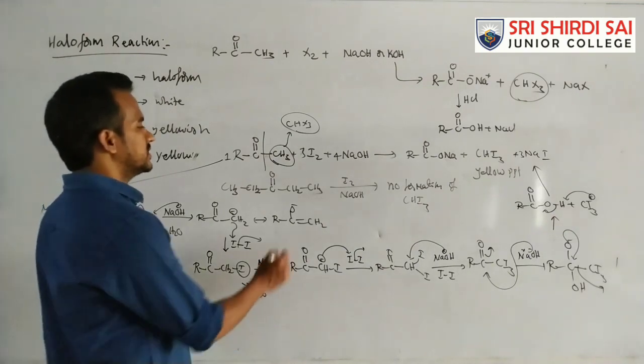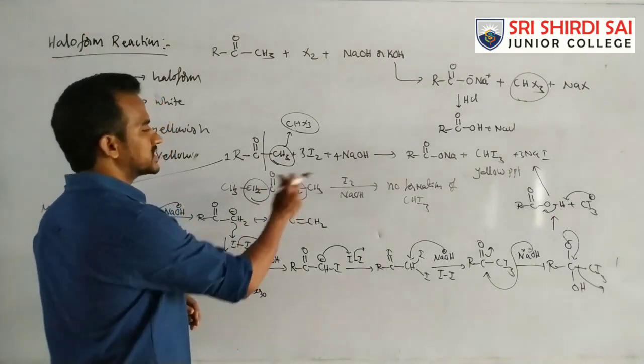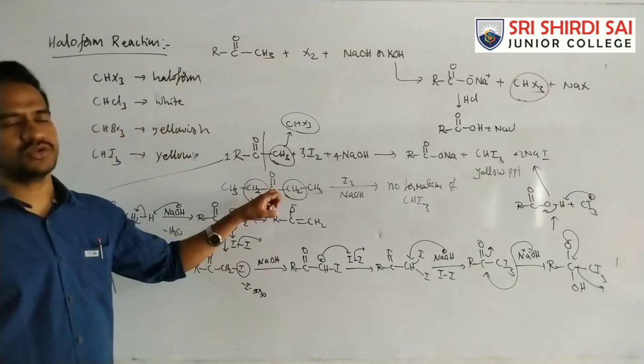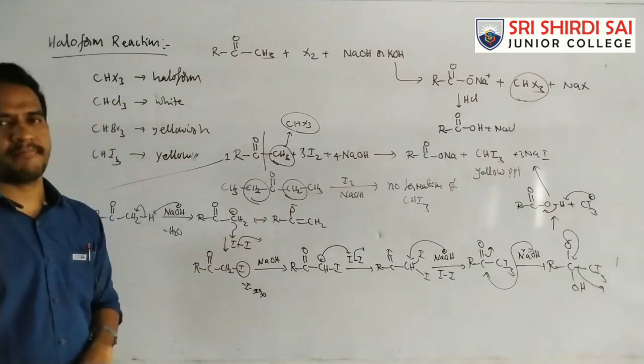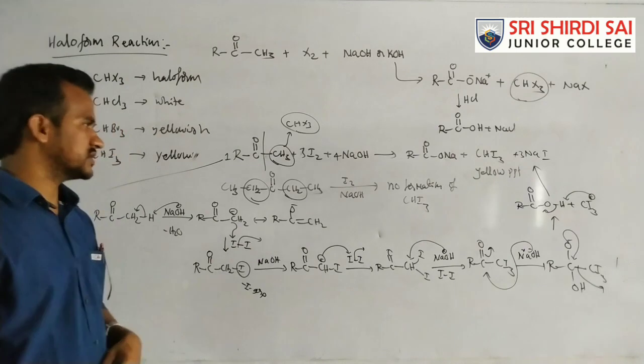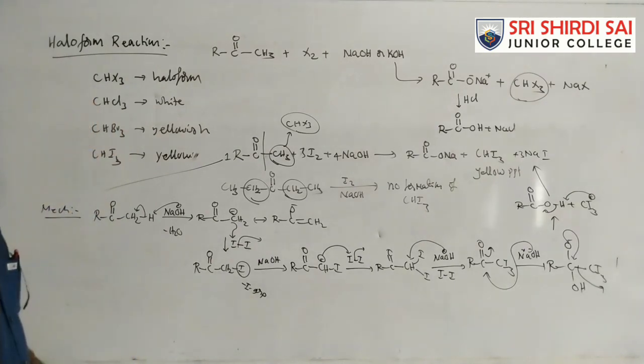Now in this case, there are no 3 alpha hydrogens. That's why this compound, diethyl ketone, does not produce the haloform. Okay, diethyl ketone does not produce the haloform. Okay, all methyl ketones can give the haloform reaction.